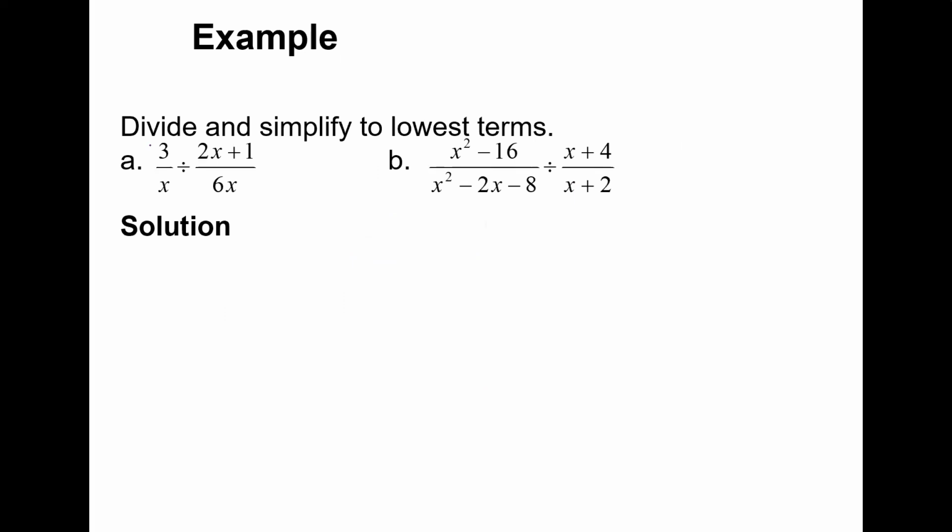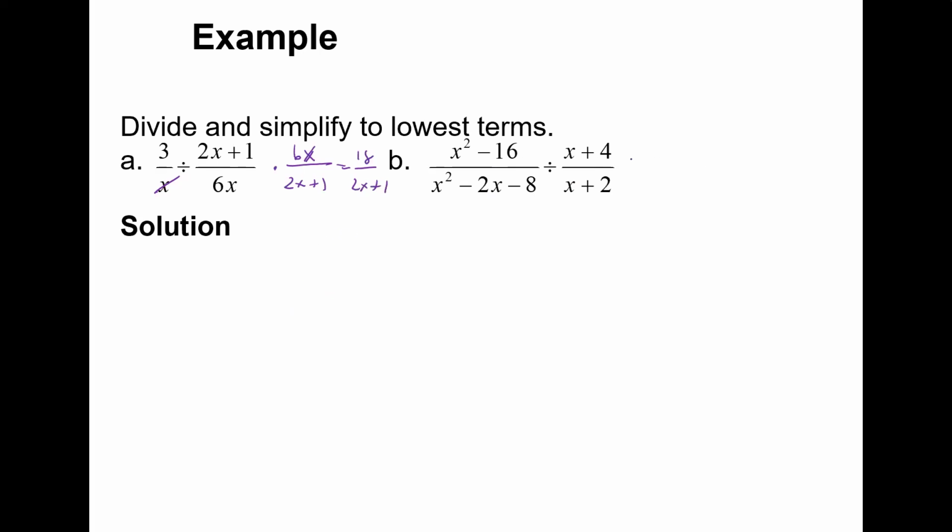So what we're going to do is, again, multiply by the reciprocal. Now, what do we have? Well, x can cancel this x. Then we have 3 times 6, which is going to be 18. And then we have 1 times that, so that's just going to be 2x plus 1. And so that's as far as we can go.